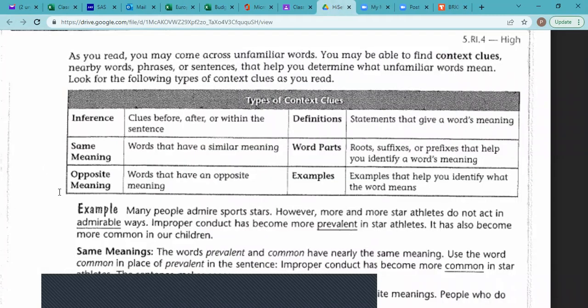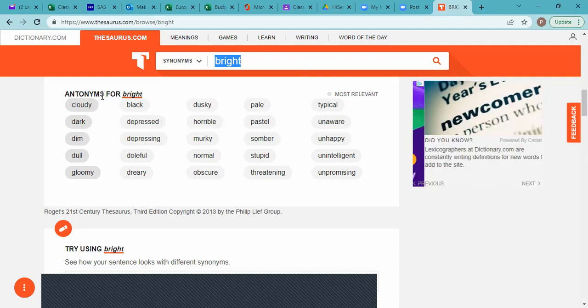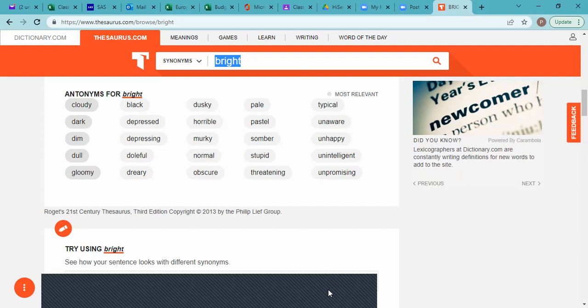Okay, and so let's take a look. The opposite meaning, words that have the opposite meaning, would be called antonyms. Antonyms. So A-N-T, just like an ant, O-N-Y-M-S. Okay, so that means the opposite of the meaning of bright. So some of the words might be cloudy, dark, dim, dull, gloomy.